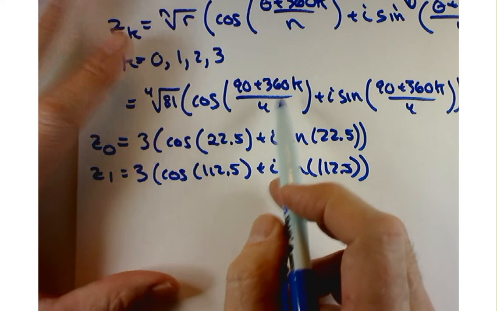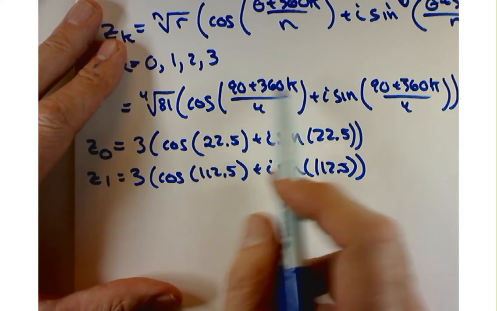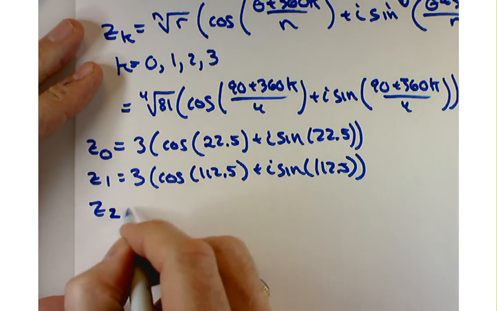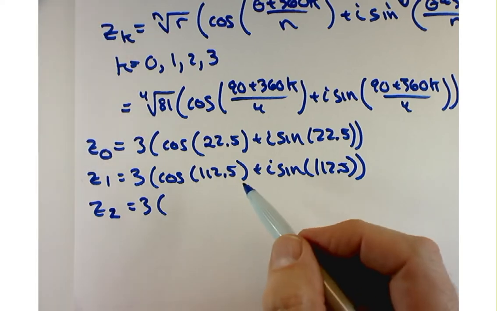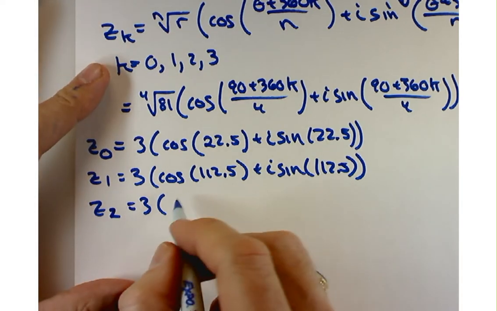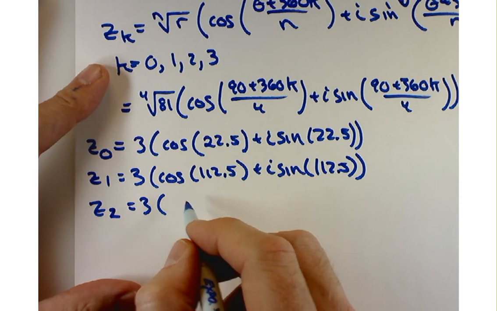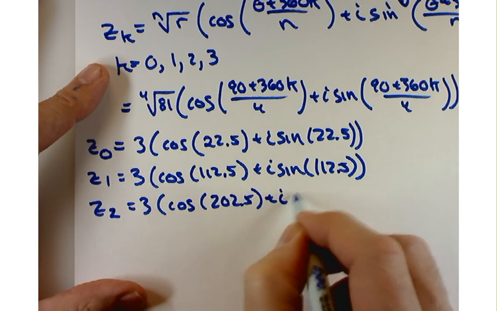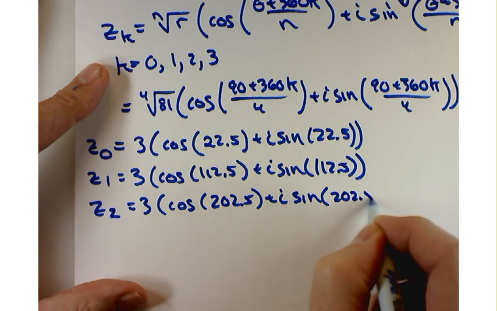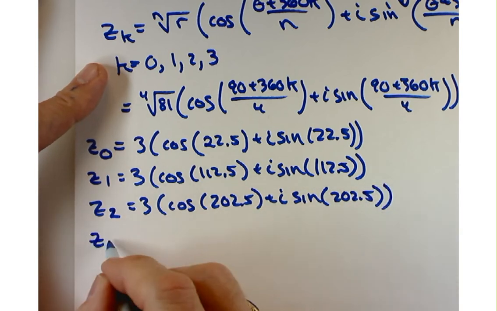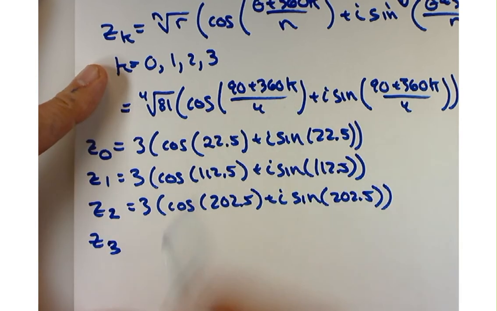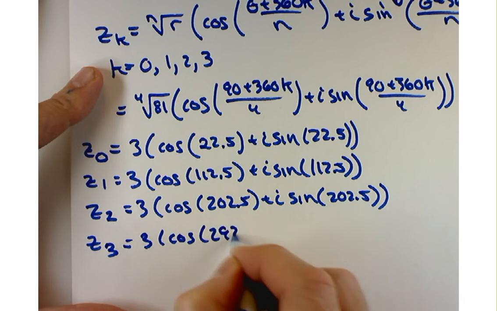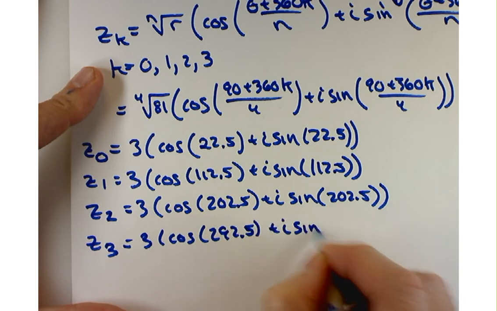If you plug in k equal 2, 2 times 360 is 720, plus 90 is 810. 810 divided by 4 is going to be 202.5, plus i times the sine of 202.5. And the last one, if you plug in a 3 here, we'll end up with 3 times the cosine of 292.5 plus i times the sine of 292.5.